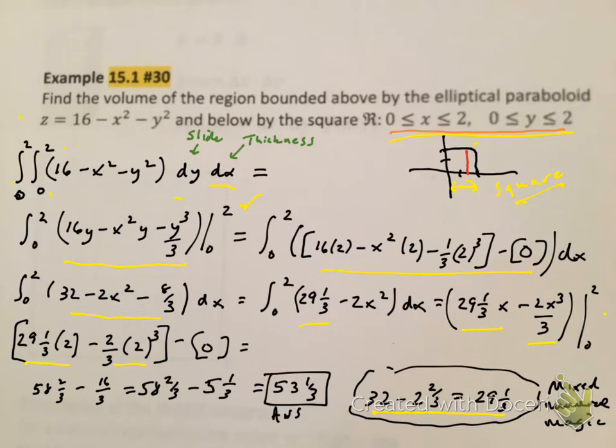I did mixed numeral magic. I multiplied the 2 times the 29 and got 58, and 2 times the 1/3 and got 2/3. It's kind of like the distributive property. I'm not going to fraction jail if I do that. This thing works out to be 16/3, negative 16/3. So I have 58 2/3 minus 5 1/3. If I subtract that, I end up with 53 1/3, and there's our answer.